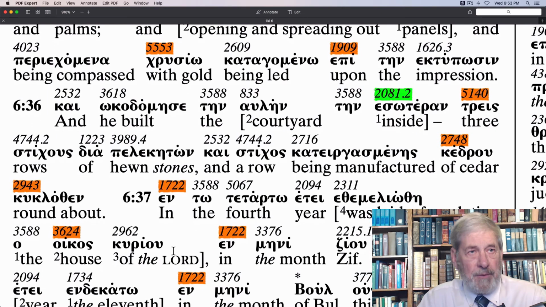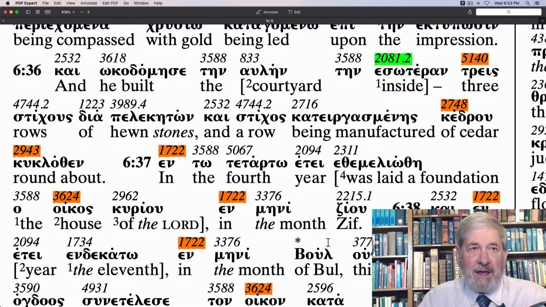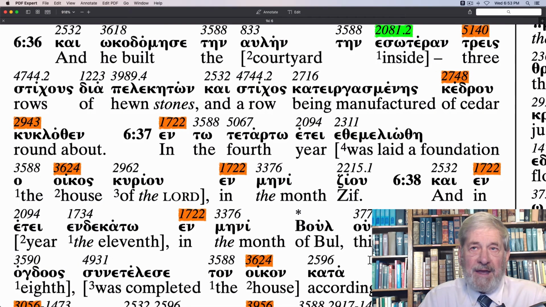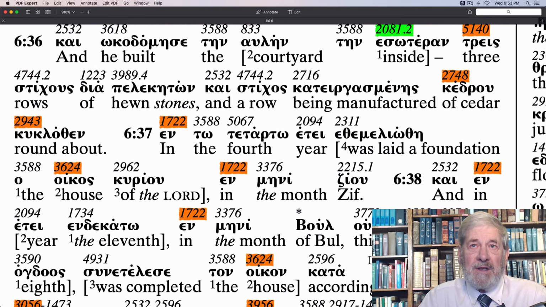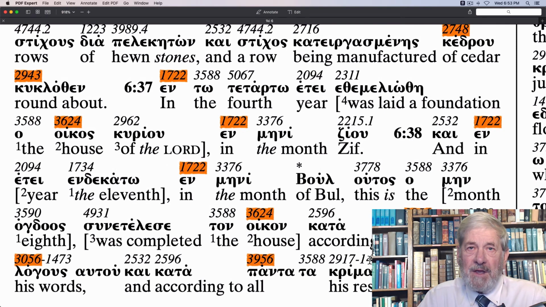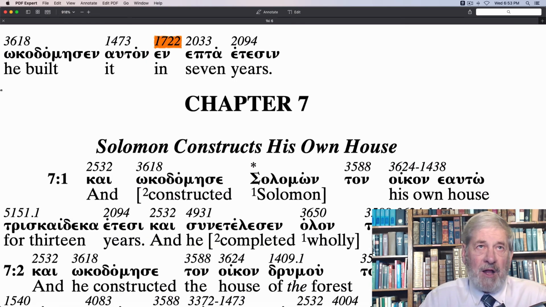In the 4th year, the house of the Lord was laid a foundation. In the month of Ziph, that's when it was started. And in the 11th year, in the month of Bul, this is the 8th month, the house was completed. So we have the 4th to the 11th, 7 years, according to all his words and according to all his responsibilities. They're all the directions given to Solomon, and he built it in there 7 years. My math was correct. Amazing.